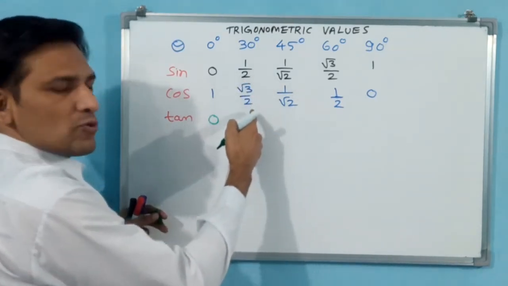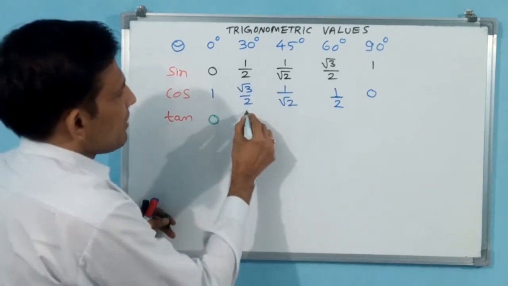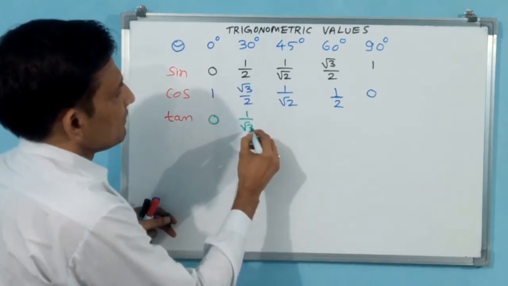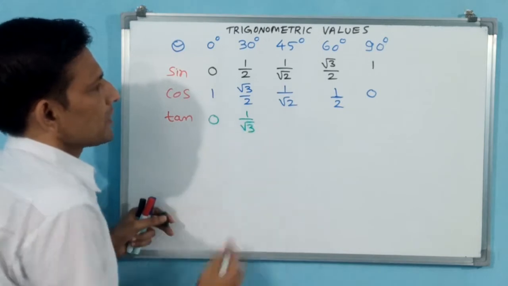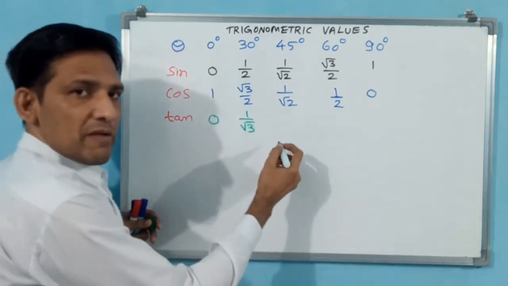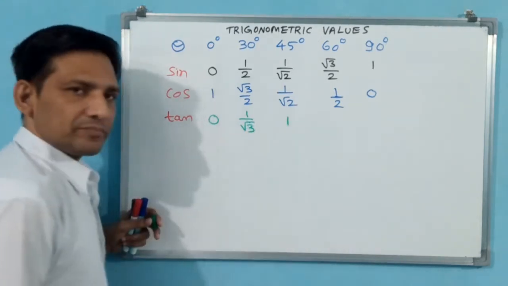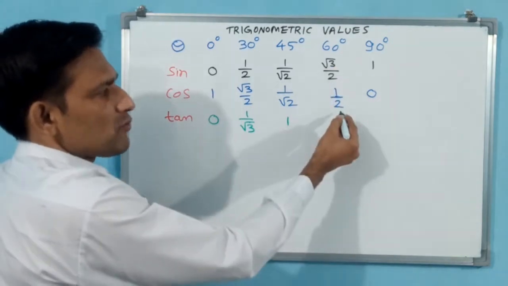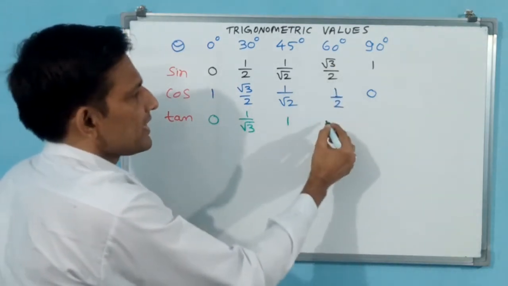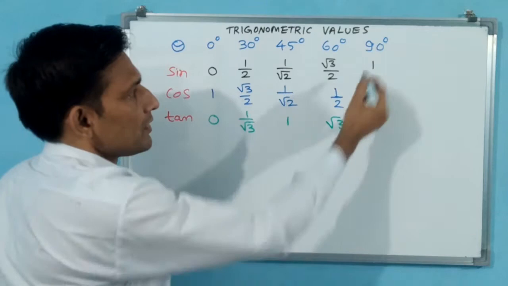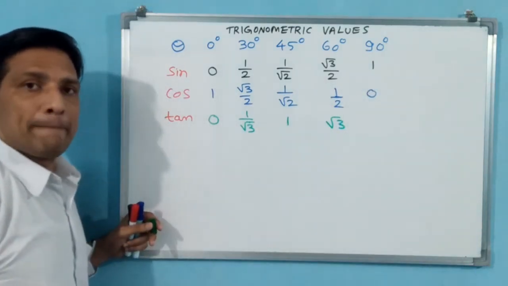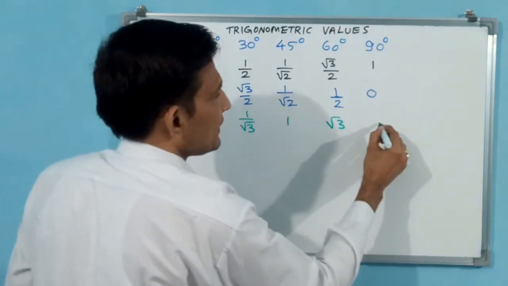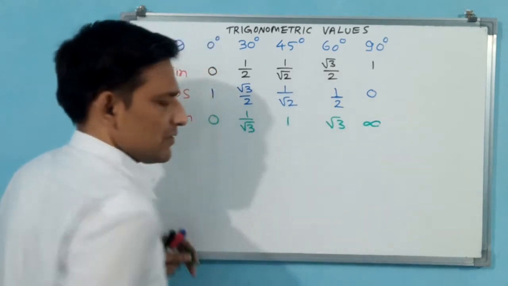Next, 1 by 2 divided by root 3 by 2: 2 gets cancelled, 1 by root 3. Then 1 by root 2 divided by 1 by root 2 is 1. Root 3 by 2 divided by 1 by 2, the 2 gets cancelled, root 3. Then 1 divided by 0, infinity. You can write infinity.